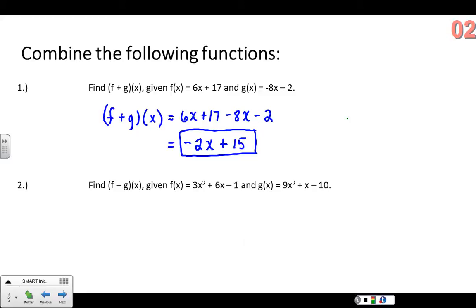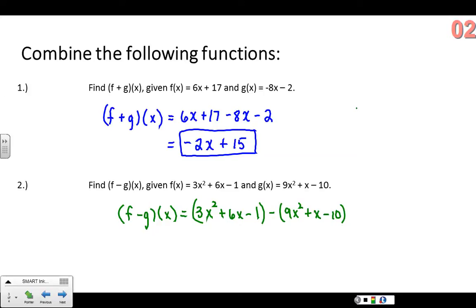In problem number 2, it says find f minus g of x. So we're going to actually subtract g from f. So f minus g of x, write f first. So you have 3x squared plus 6x minus 1 minus g of x, which is 9x squared plus x minus 10. Now, if you remember from earlier algebra courses, since we have the minus sign in front of the parentheses, I'll distribute that negative across those terms. So this will be 3x squared plus 6x minus 1 minus 9x squared minus x, and then plus 10.